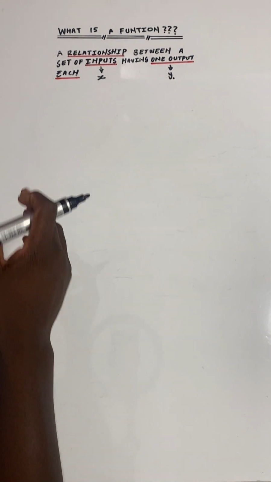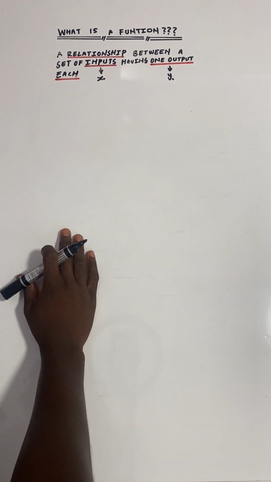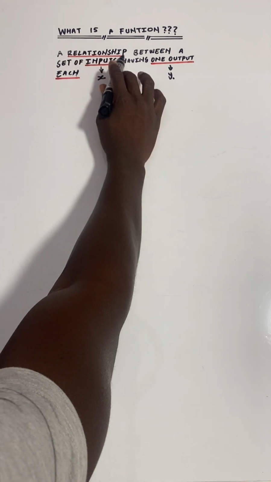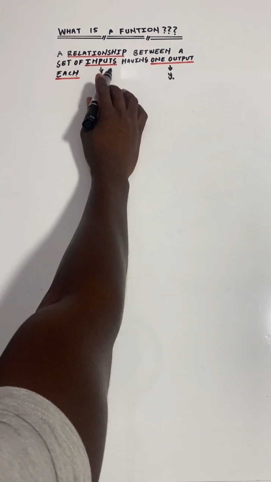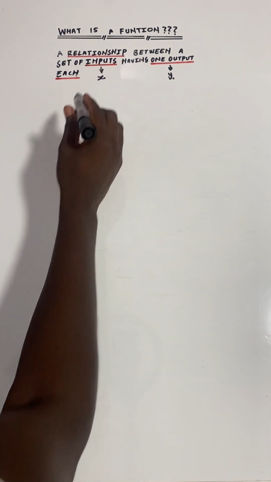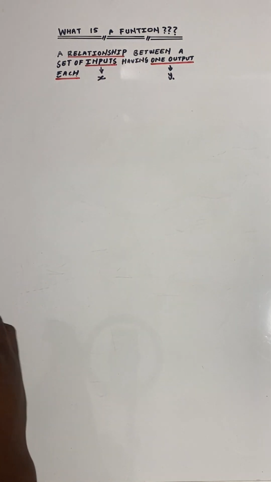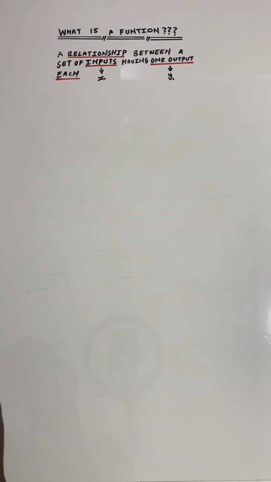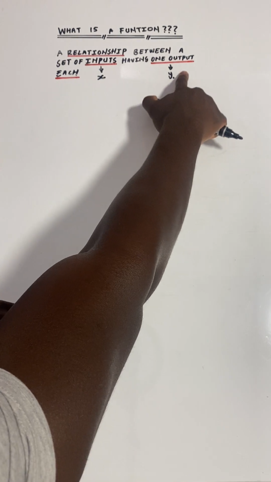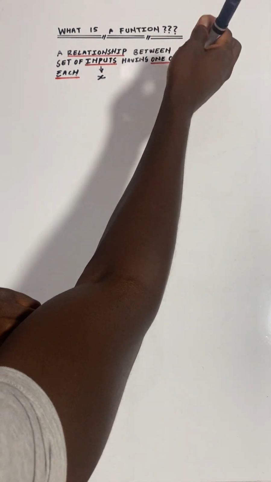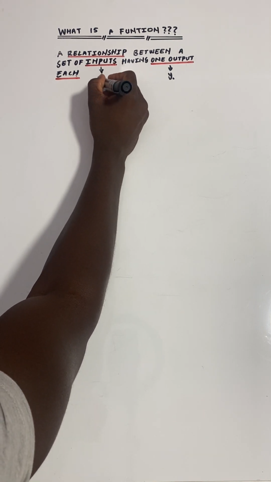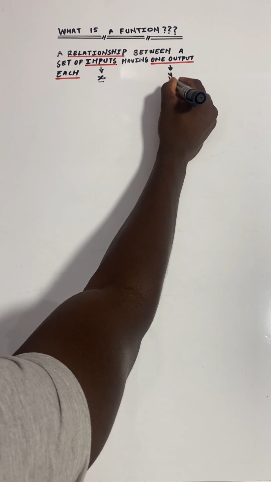So today I just have a simple Google definition here in terms of what a function is. A function is described as the relationship between a set of inputs having one output. So that simply means that we are not expecting inputs to have more than one output. So what are those inputs and output we are referring to when we talk about functions? Those are the x values and the y values.